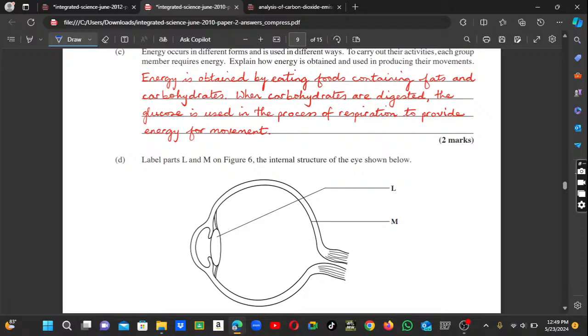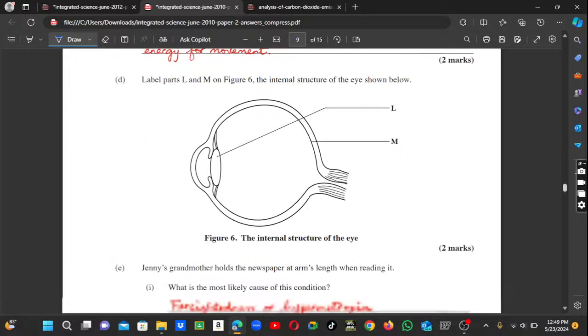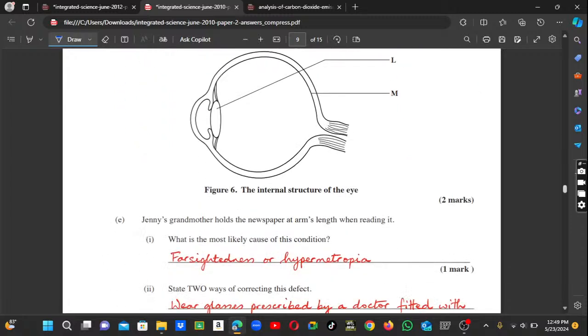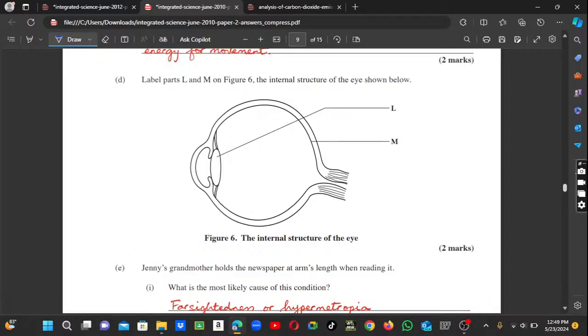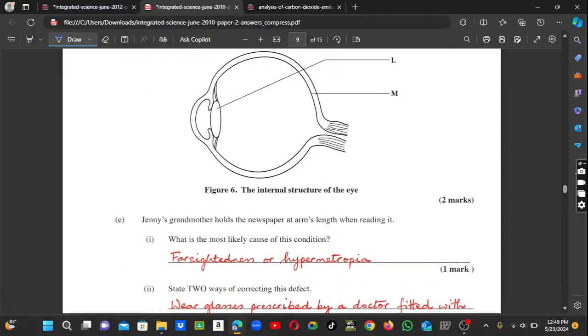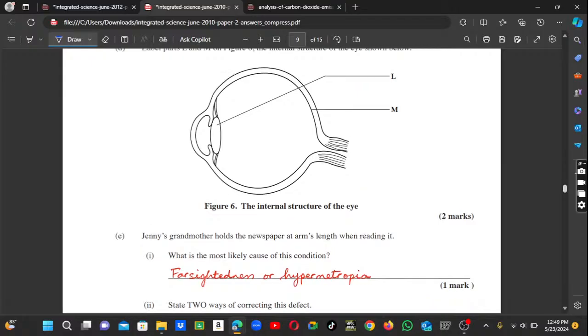Alright, here we just move on. This is the structure of an eye. We need to know what this is, because we need to know how to label the eye, as they may throw in any one. Here we have the optic nerve, and all of this. We need to know how to label the eye, guys.